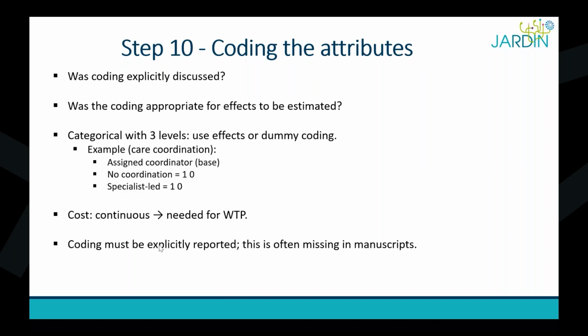And then usually the cost attribute, we treat it as continuous because that is needed in order to estimate the willingness to pay. And of course, one important point here is the coding should be explicitly reported in the manuscripts that will be prepared. Unfortunately, this is something that's missing in many manuscripts, but just for transparency purposes, it's really advisable to explicitly explain or mention how the coding was done.